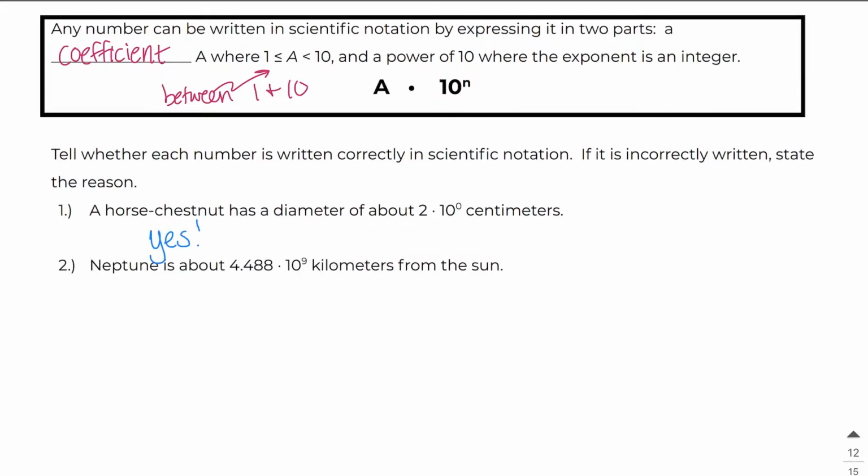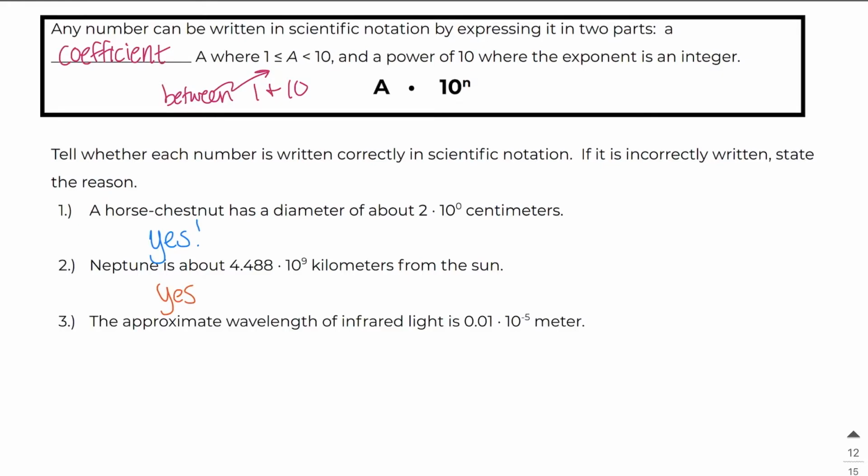All right, in our next example, same thing. Do we have a coefficient? Yes. Is it between 1 and 10? Absolutely. Is it multiplied by 10 to some power that is an integer? No decimals, no fractions? Definitely. So this is written in scientific notation as well.